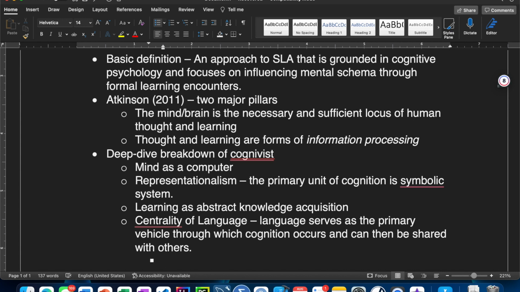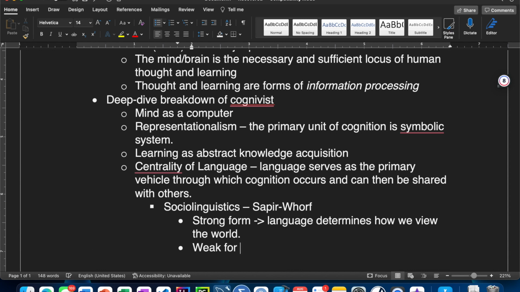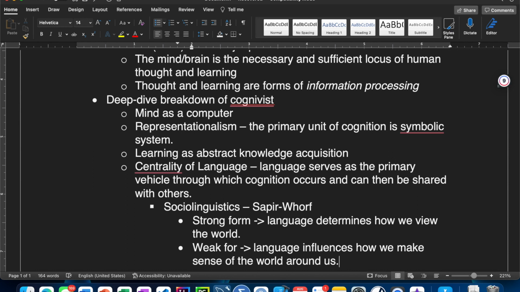So one of the implications of this connects second language acquisition with sociolinguistics, and particularly what's called the Sapir-Whorf hypothesis, right? If you don't have any background in sociolinguistics, the Sapir-Whorf hypothesis has a strong form and a weak form. In its strong form, the Sapir-Whorf hypothesis is basically that language determines how we view the world. In its weak form, it's that language influences how we make sense of the world around us, right? And there's a subtle difference here, but an important one.